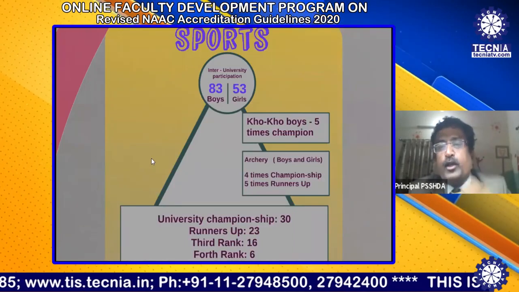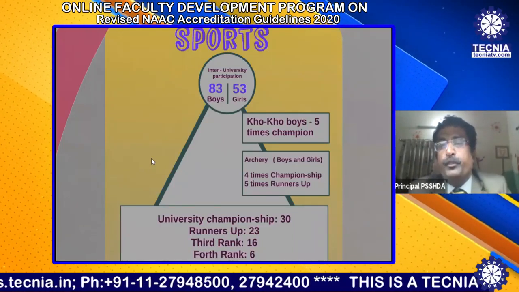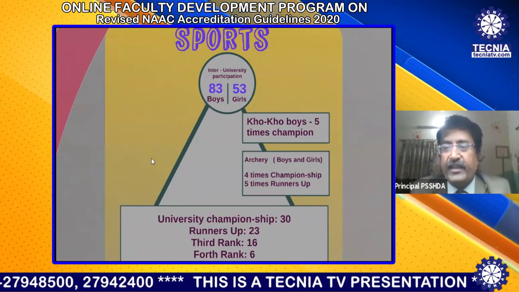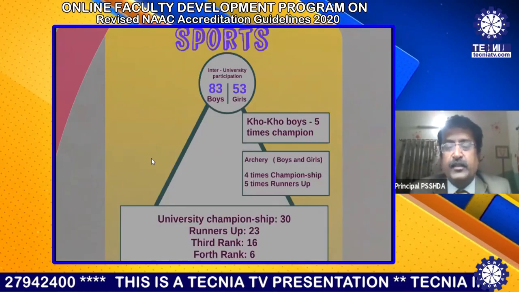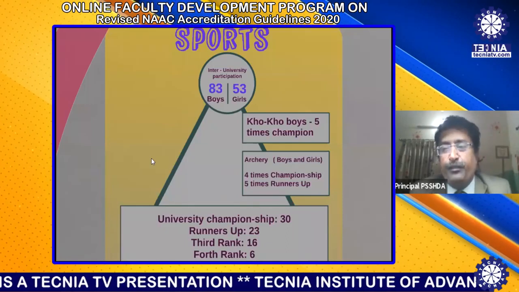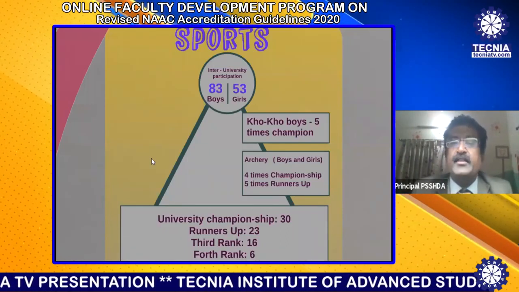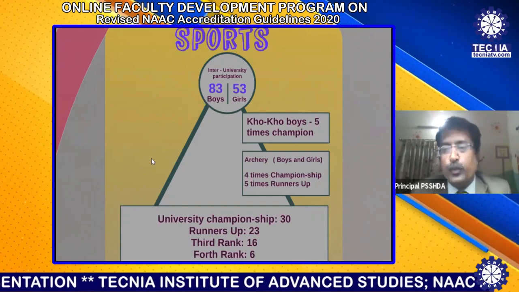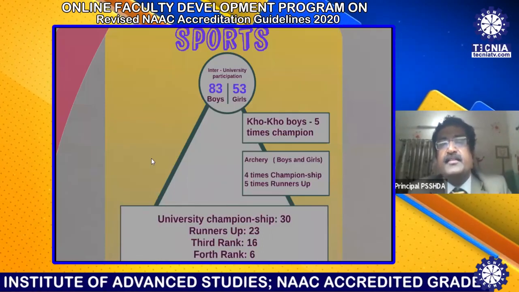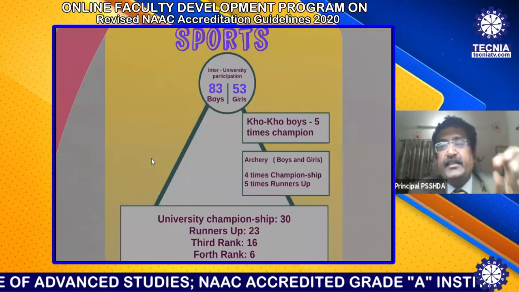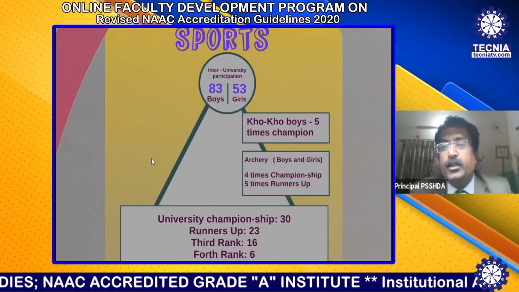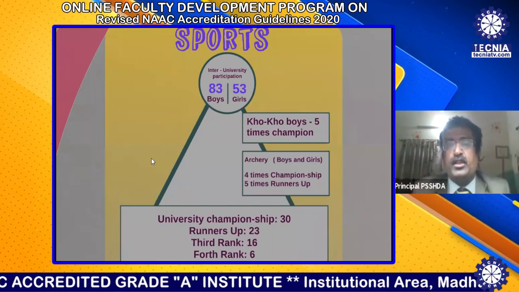in 9 events, my college has played a final game of the university level. In Kho-Kho, we are 5 times champions, meaning in the last 5 years' record, all 5 times we are champion. So we can say that in Kho-Kho, my college boys team is the unbeatable champion during the last 5 years. These are the ways you can represent your sports data in front of DVV or in front of PAT members. And finally, we can say that during the last 5 years, 83 boys and 53 girls have participated at inter-university level. So this is the whole picture of sports events.